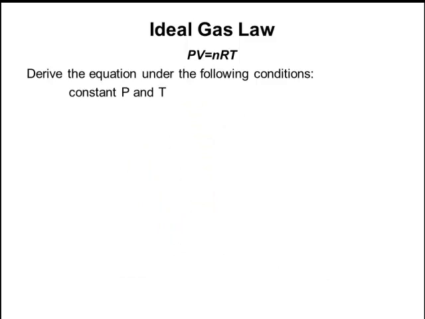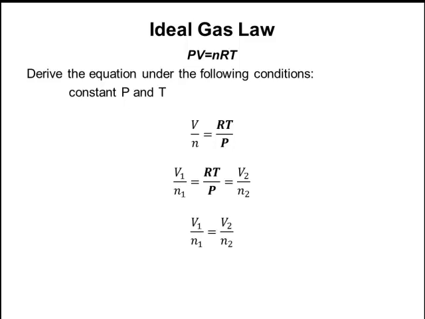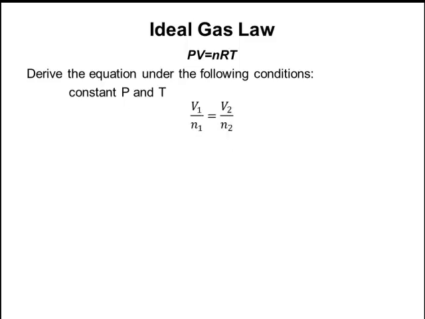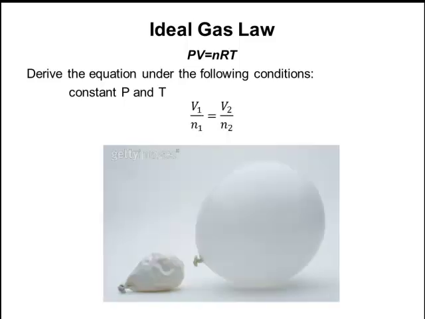All right, what if we have constant pressure and temperature? Well, get everything that's constant on one side of the equation. We get our relationship, so V1 over N1 equals V2 over N2. All right, what does this mean? Real simply, it means if I have more moles of gas at a constant pressure and temperature, it's going to occupy a larger volume.